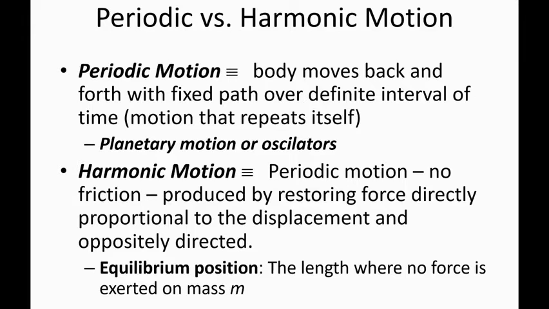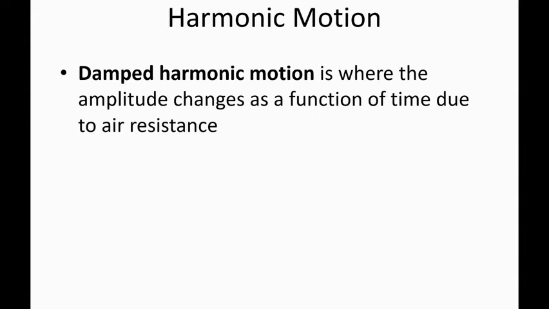Now, harmonic motion is periodic motion, but there's no friction. With no friction, you have this restoring force that's pulling it right back to its original displacement, so everything's going to be the same displacement. Again, you're going to have something like this, where your amplitude is the same on the top and bottom. Your equilibrium position is this position right here. It's the length where no force is exerted on the mass. So at that point, I have been restored to my equilibrium point.